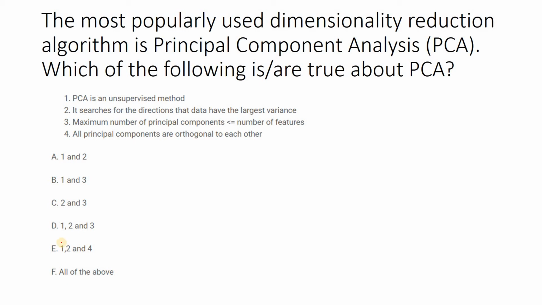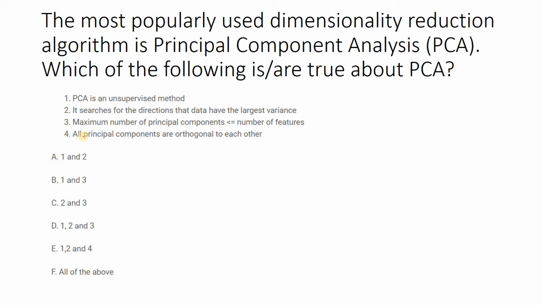And you have to choose among these options A, B, C, D, E. Option A is telling first point and second point are correct. Option B is telling first point and third point are correct. Option C is telling second point and third point are correct. Option D is telling first point, second point, third point are correct. Option E is telling first point, second point and fourth point are correct. And option F is telling all are correct.